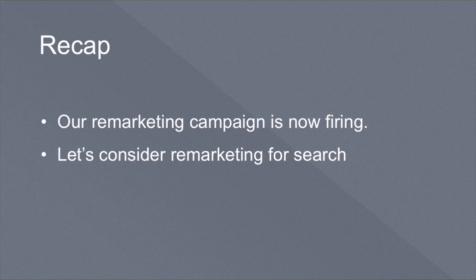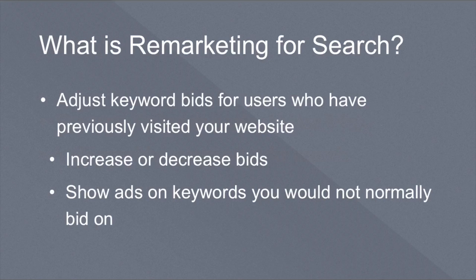Now remarketing for search is something different and it behaves differently, so we need to just park everything we know about regular display remarketing for a moment and talk about search remarketing, because the two things are different. Essentially, remarketing for search is simply this. When somebody is on Google doing a search, if that person has previously been to your website, we can either adjust the bid that we show our ads because that person may be worth more or less to us, or we can target keywords that we wouldn't normally target.